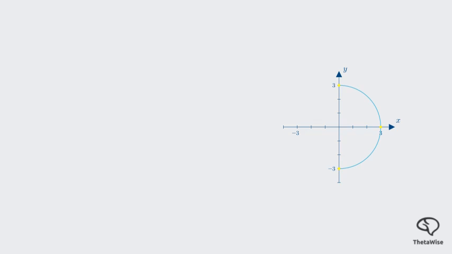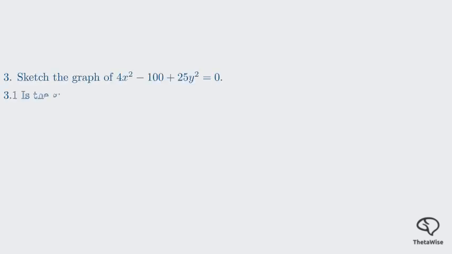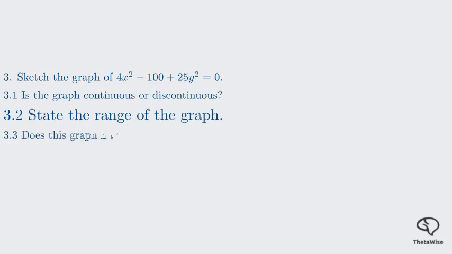Notice the importance of that sign in front of the radical in determining which portion of the circle we're dealing with. Question 3 asks us to sketch the graph of 4x squared minus 100 plus 25y squared equals 0 and answer 3 questions about it.